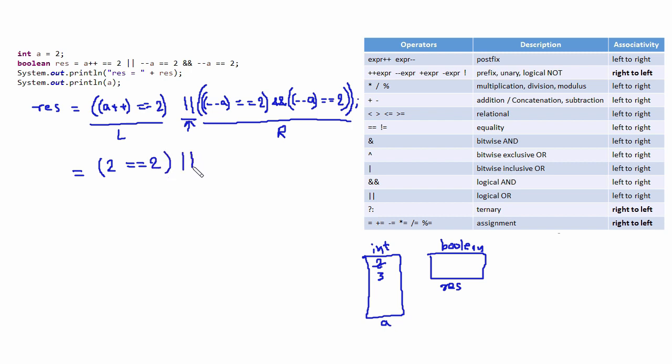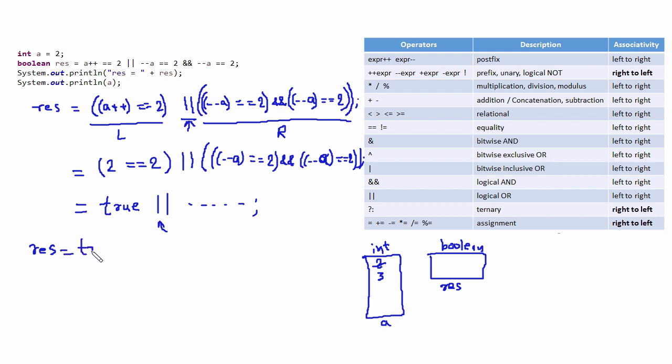And we have the right hand side. 2 double equals 2 is true, or right hand side. Now this is a short circuit operator. So if the result of the first operand is true, whatever be the result of the second operand, be it true or false, the final result will always be true. As this is a short circuit operator, the Java runtime will not evaluate the right hand side. It will just leave the right hand side and return you the result. That means res equals true.